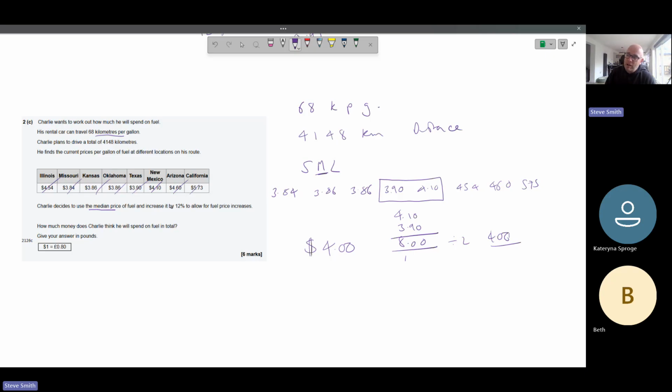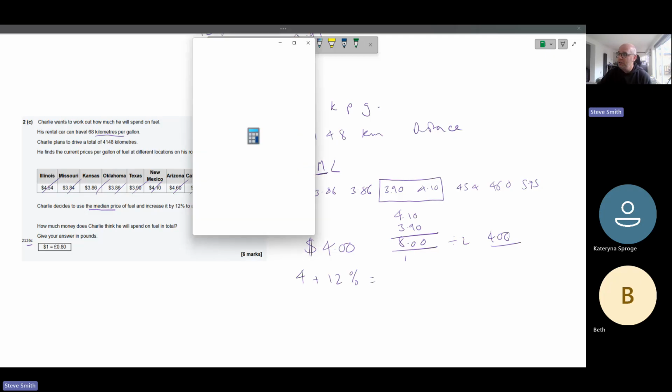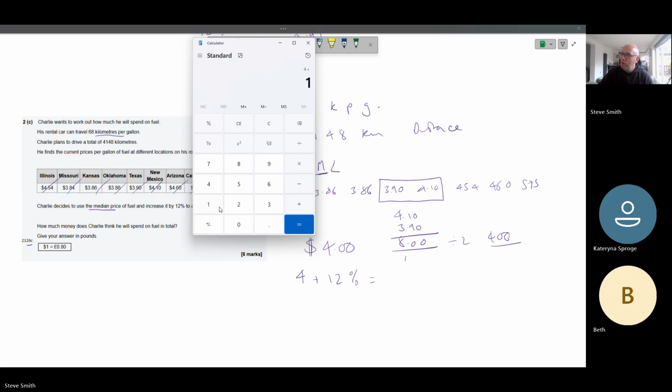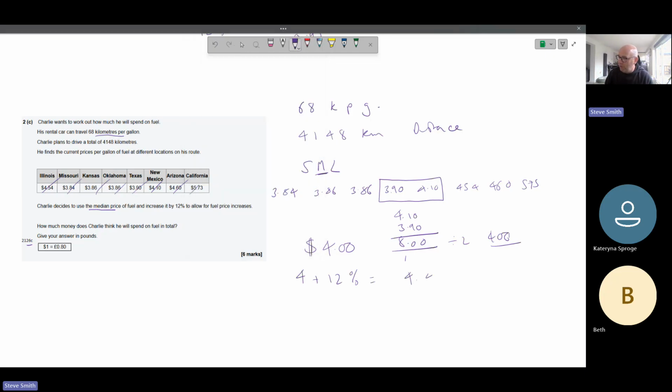But I'm going to increase that by 12%. On a calculator, because it's calculator paper, we can type in 4, add 12, click the percentage button and equals, and it's going to give us the answer. If we don't have a calculator that we trust that uses percentage, I'll show you what to do in a second. But we're going to go 4, add 12%, it even tells us what that is, 48p, equals $4.48. I'm not going to write dollars now because I'm just going to put 4.48.